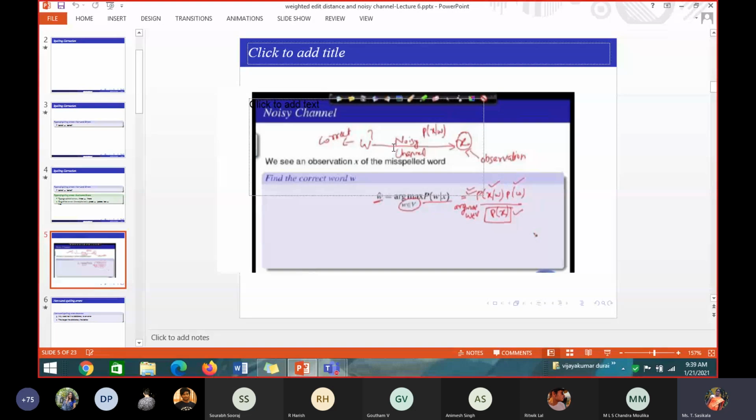X represents, I told you just now, what does the character X hold? Correct word or incorrect word? Incorrect word. What does W represent? I have two characters W and X, where W represents the correct word and X represents the incorrect word. For example, here W represents behalf, the correct word, but X represents BEHAF, that is an incorrect word, wrong word. So in a noisy channel I have a correct word W and an incorrect word X, that is my observation, what I have observed after typing it.